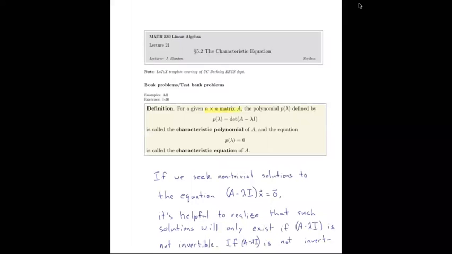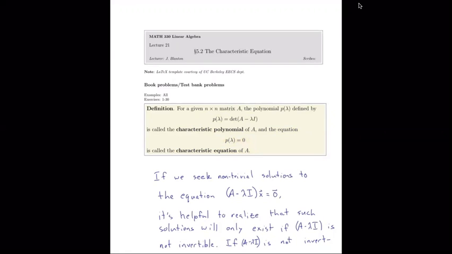First, we have an n by n matrix A. The polynomial P of lambda, in other words, a polynomial with lambda as the variable, is defined by the determinant of A minus lambda I as a single matrix, where we have lambda as some unknown times the identity matrix. It's called the characteristic polynomial of A. So this is our characteristic polynomial. And the equation P of lambda equals 0, when we set this polynomial equal to 0, is called the characteristic equation of A. So that's the characteristic polynomial and the characteristic equation.